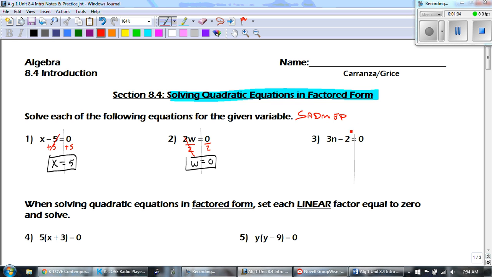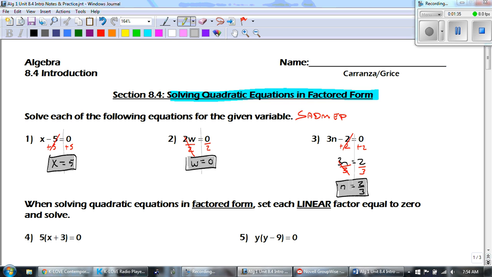And then the last one, once again, we have to follow SADMAP. So I'm going to cancel addition or subtraction first. I'm going to add 2 to both sides. We get 3n equals 2. And then to get the n by itself, I would divide both sides by 3. And we get the fraction n equals 2/3. Okay, so a very quick review of solving.